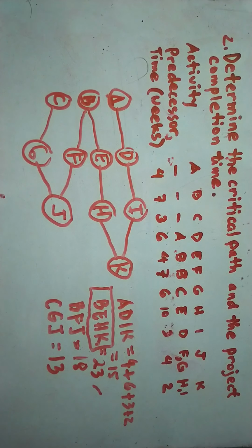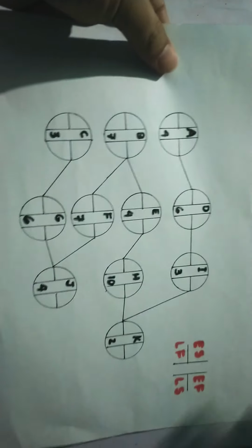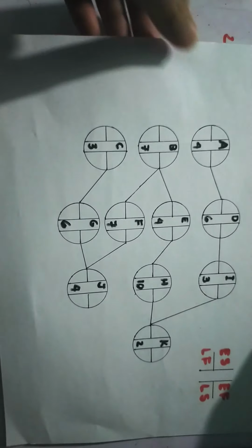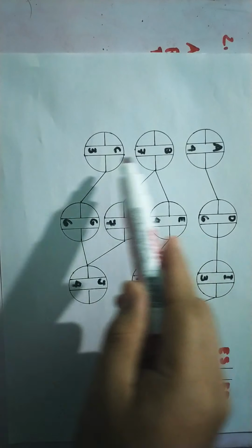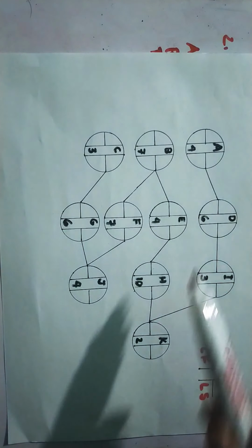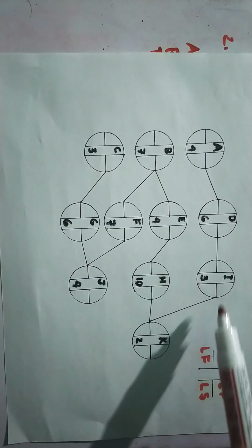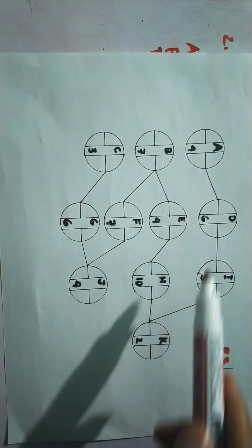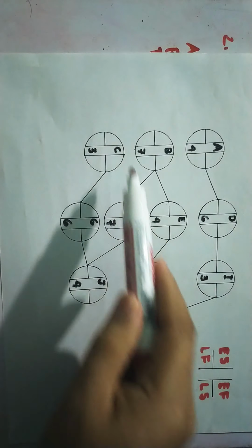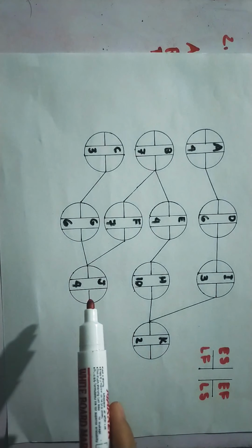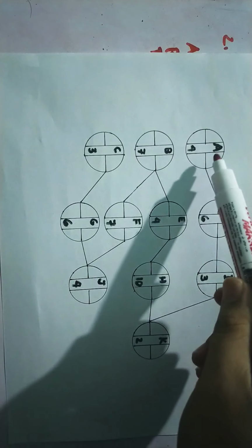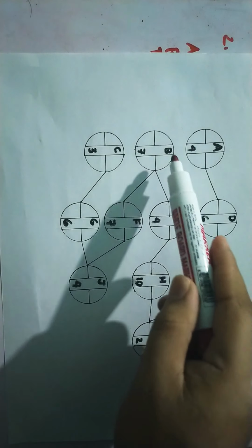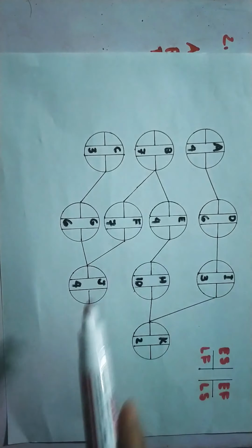Now we have here another way of solving a project completion time. We have this one. Okay, so this is our network diagram: A, D, I, K, and then B, E, H, K, and then C, G, J. And then we have here the corresponding time estimate for activity A, we have here 4, activity B, we have here 7, and then 3, and so on.